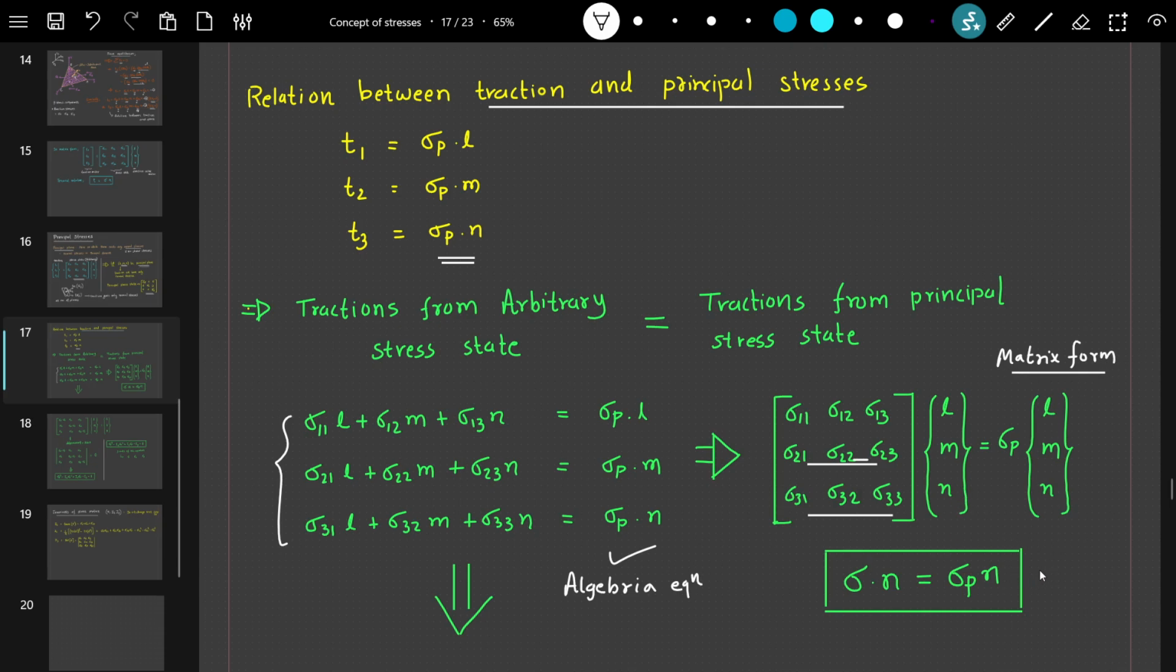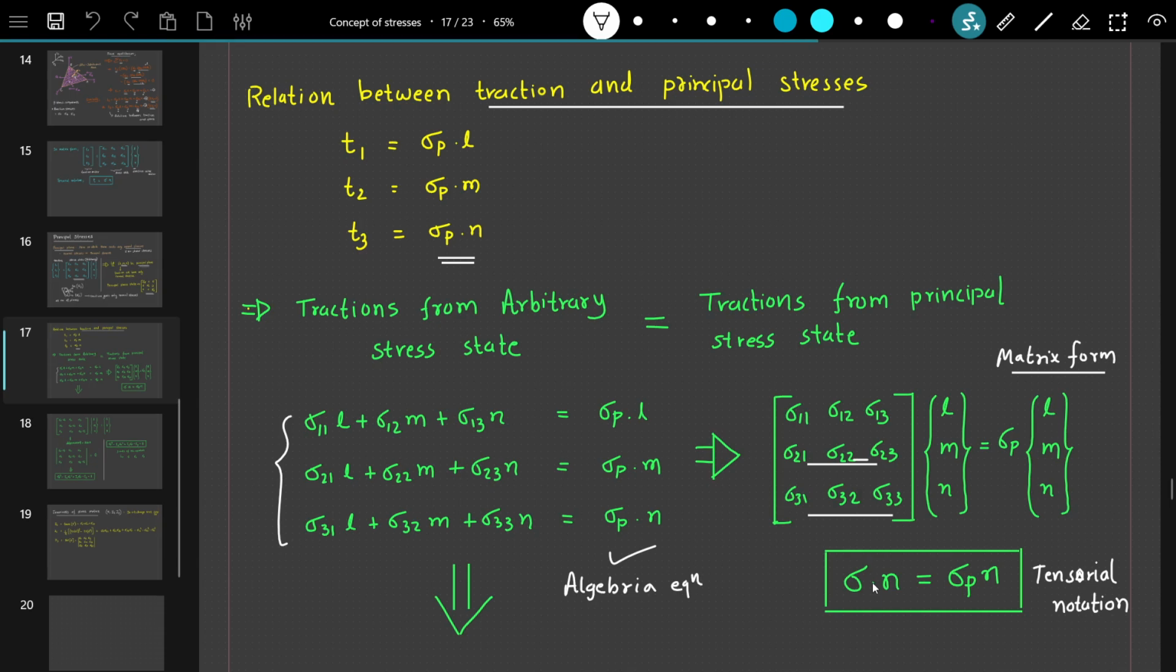Similarly, we can write the same thing in tensorial form also. So all these three forms are the same, but in a different form. So this is in tensorial notation, where this sigma is a stress matrix, into direction cosine n is equal to sigma p n. Just note this: here I have put a dot, here there is no dot because sigma p is a scalar. It is simply multiplying with this vector direction cosine, and this is matrix multiplication, so sigma dot n.